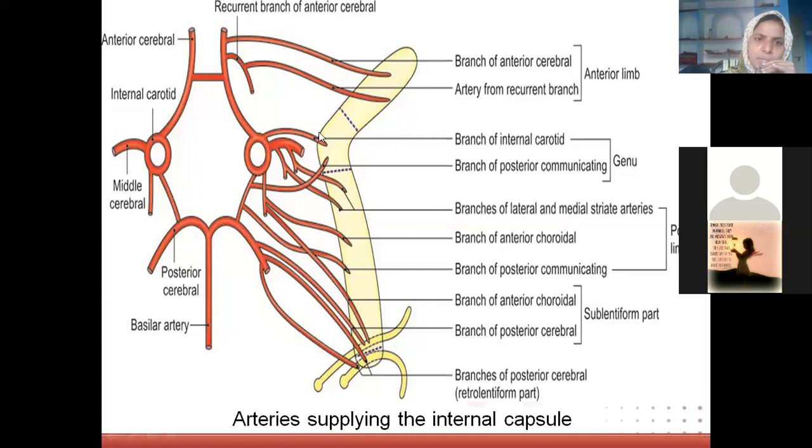Similarly, we have the genu. The genu receives blood supply from which part? The middle cerebral artery. Of course, you need to practice this diagram better. Very, very important. We find a direct branch of the internal carotid artery, a branch of the posterior communicating artery is there, and branches of the lateral and medial striate arteries. Now, this is the posterior limb. In the posterior limb, again, you just memorize what all branches are given here.